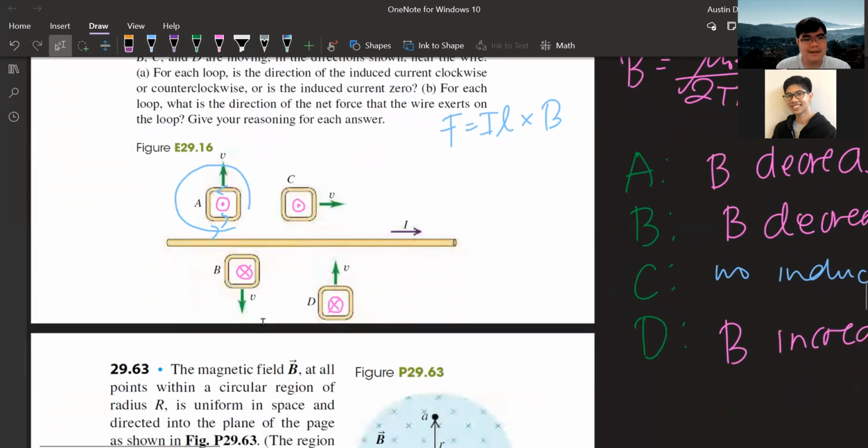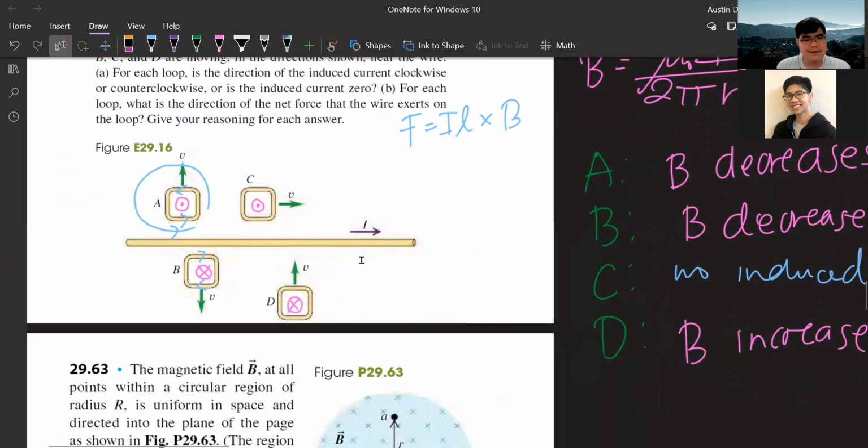Sa B naman, clockwise. So, pag ganun, clockwise. So, therefore, parallel currents pa rin. So, they would attract. And then, for this part, pag ganun naman siya. Okay? Papansinin mo, anti-parallel na ngayon yung direction ng currents. Therefore, they would repel. Okay.